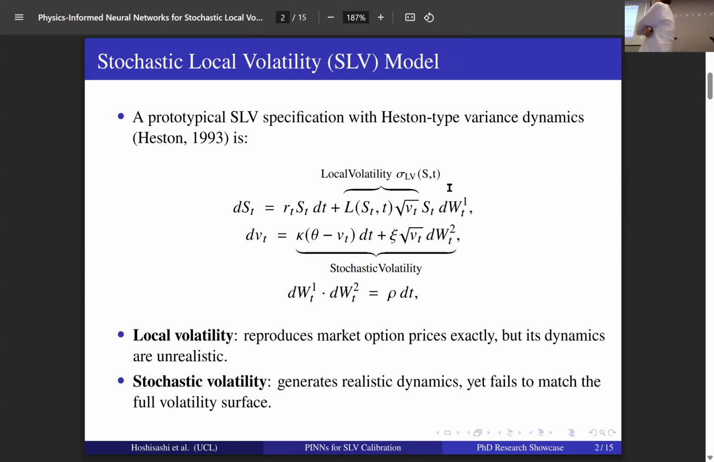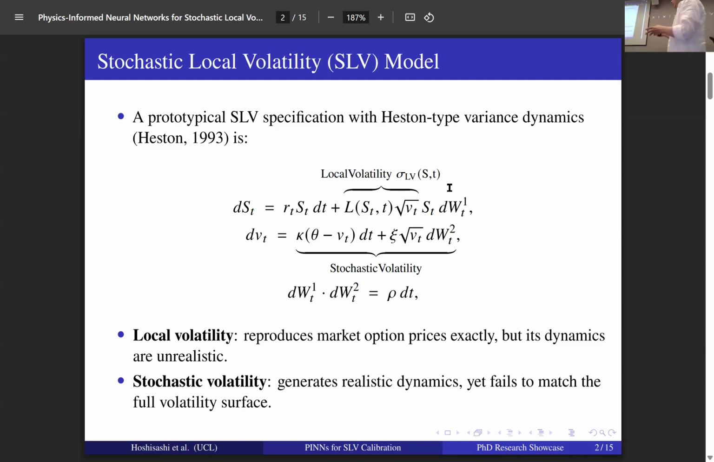So to begin with the story, let me introduce the stochastic local volatility model. This is a combination of two models. One is the local volatility model, and the second one is the stochastic volatility model. In combination, the first line shows the local volatility model, and the second line shows the stochastic volatility model. These two are correlated with each other with a correlated Brownian motion.